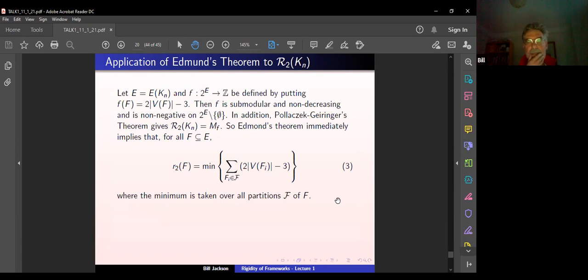So here's how we apply the formula. We're interested in subgraphs of the complete graph on n vertices, and we define a set F. We define a function f mapping all subsets of A into the integers by putting f of any particular set of edges equal to twice the number of vertices incident with that set of edges minus 3.